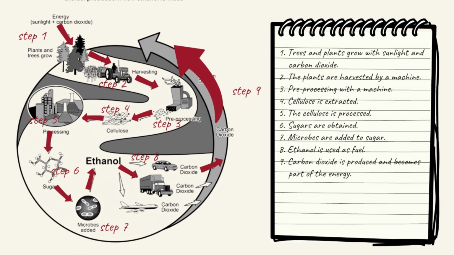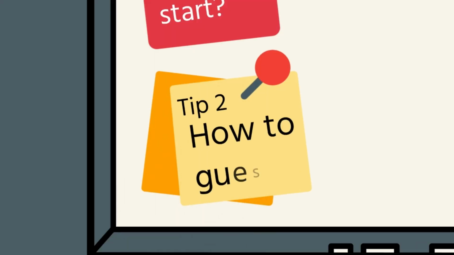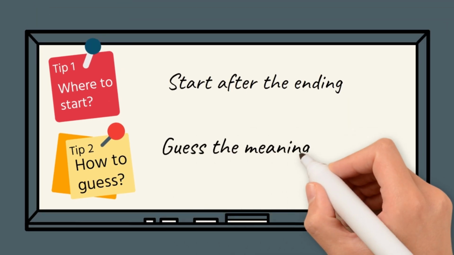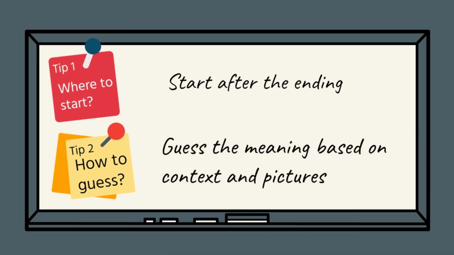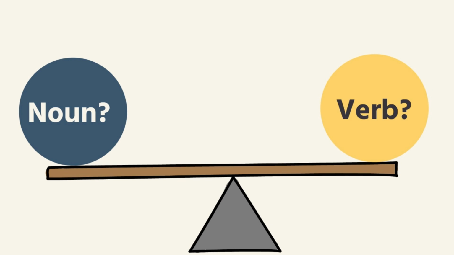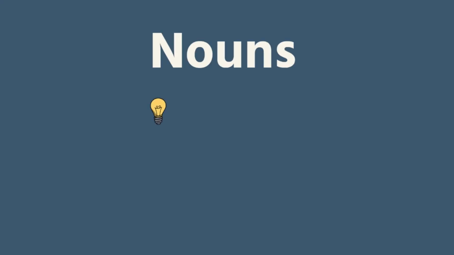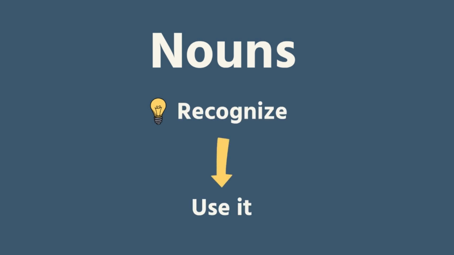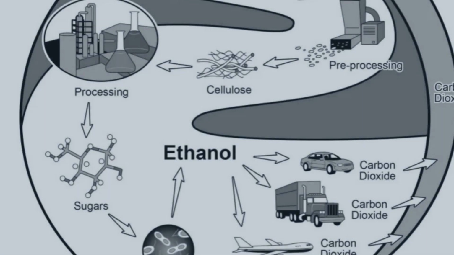Now, one common challenge when reading process diagrams is encountering unfamiliar words. Does it bother you too? Here is my tip. Guess the meaning based on context and pictures. First, you should guess the form of the words, noun or verb. For nouns, you don't need to understand the meaning. Just recognize that it's a noun and you can directly use it in your essay.